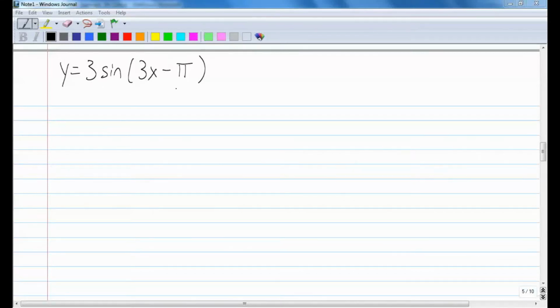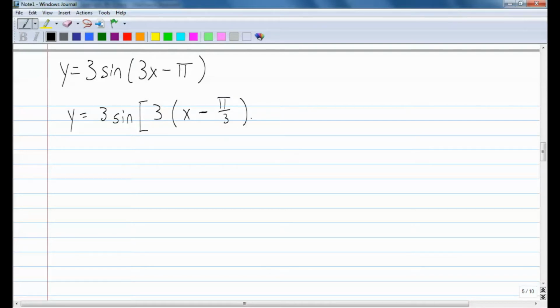For this problem, you can see that we have a phase shift. So the first thing you want to do is rewrite this problem. This would be y equals 3 sine, and now you want to factor out the omega. So factor out a 3. You factor it out of the 3x, that leaves you with x, minus, now to factor it out of pi, you have to divide pi by 3. This is pi divided by 3.